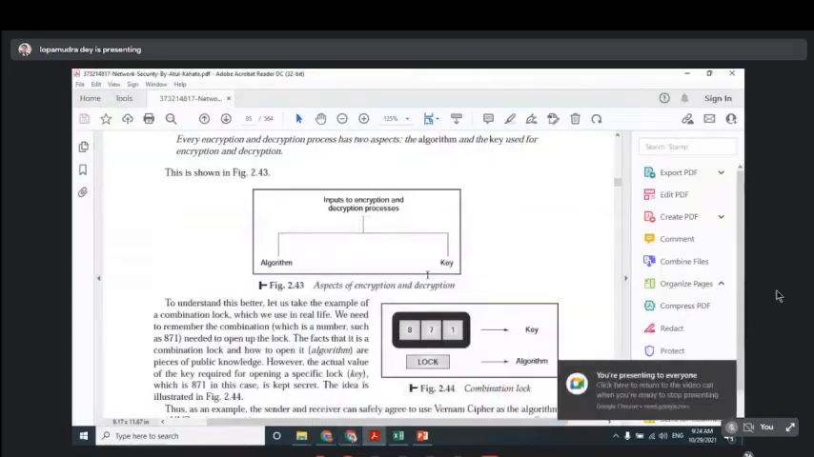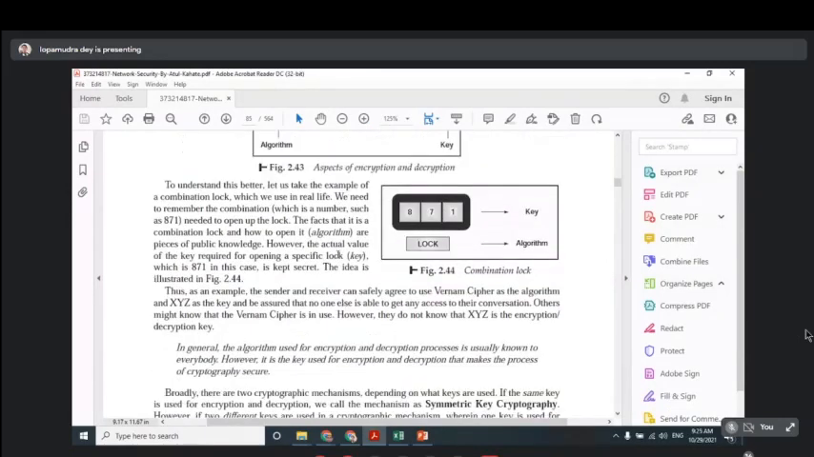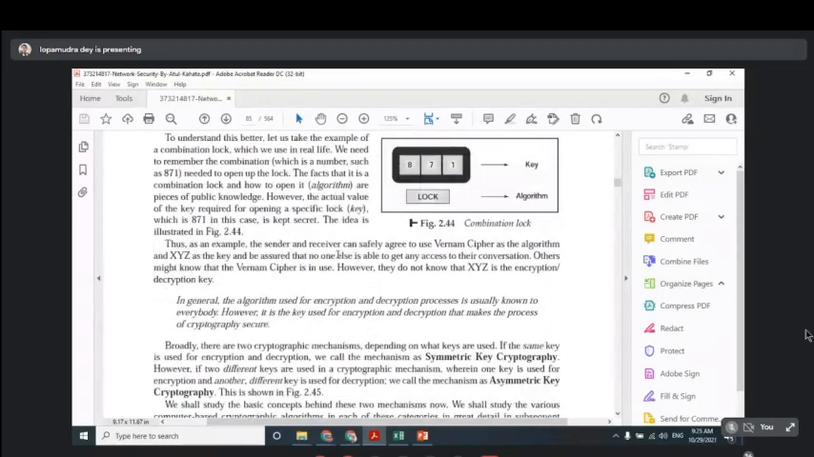So there are two things that we need to remember over here. One thing is what will be the algorithm, and the other is what will be our key. So there are two things we just need to decide every time when the encryption and decryption procedure is going on.